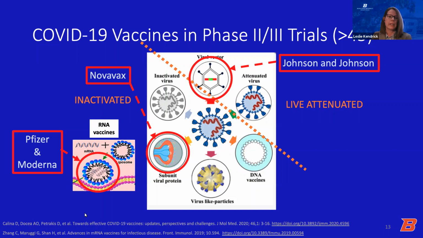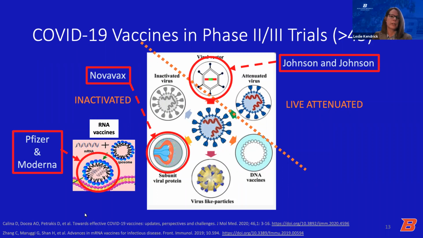And then there is the virus-like particle type of vaccine, and that is where you take assembled proteins that are like the virus that are incorporated in an adjuvant to develop a vaccine. And lastly, there is the DNA vaccine, which is the genome of those particular proteins of interest, but they don't have any of the replicating material within that vaccine.